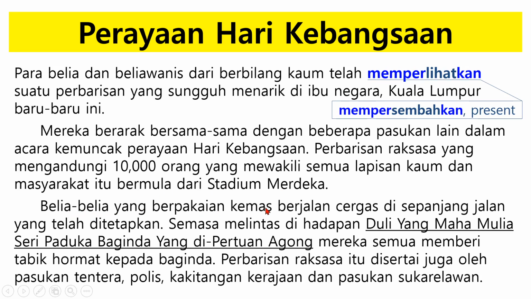Belia-belia yang berpakaian kemas berjalan cergas di sepanjang jalan yang telah ditetapkan. The youth who are neatly dressed march actively along the road that has been set. Semasa melintas di hadapan Duli Yang Maha Mulia Seri Paduka Baginda Yang di-Pertuan Agong, mereka semua memberi tabik hormat kepada Baginda. While passing in front of the Yang di-Pertuan Agong, all of them give a salute to him, the ruler.